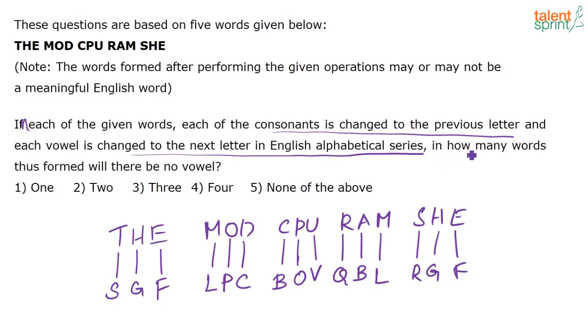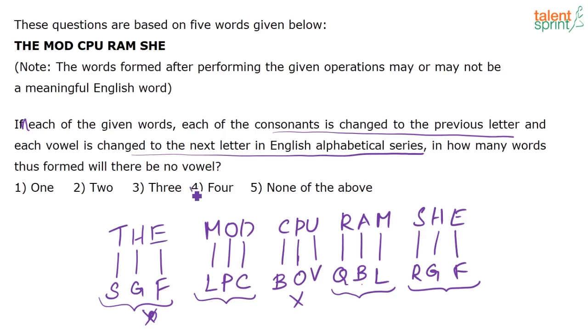Now the question is, in how many words thus formed will there be no vowel? So how many words have no vowel? See, SGF. Is there any vowel here? No, there is no vowel here. Similarly, LPC. Is there any vowel here? No. BOV. Yes, O is there. O is a vowel, so that is not what we want. Now QBL. Is there any vowel here? No, there is no vowel. RGF. Again, there is no vowel. So there are going to be 4 words which have no vowel in them. So the answer for this question is 4.